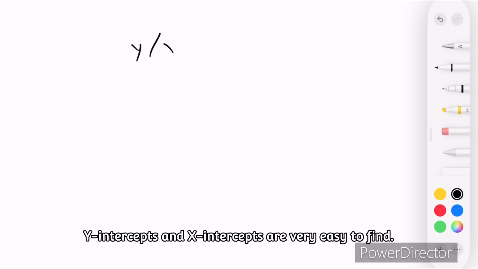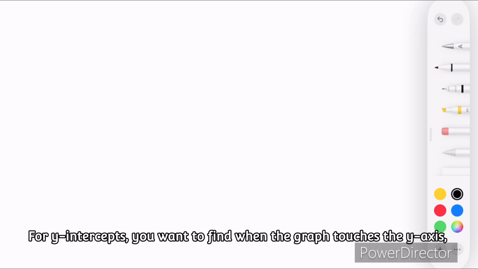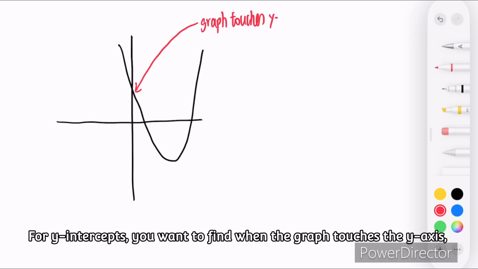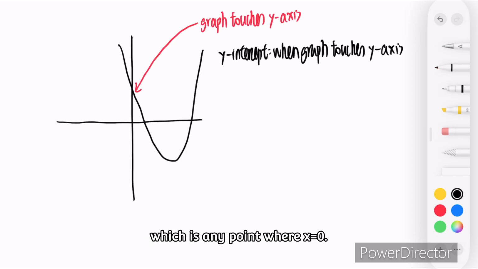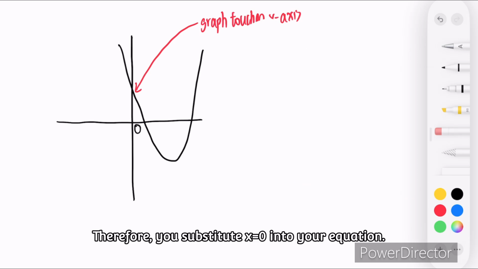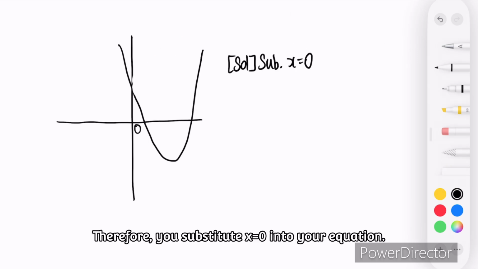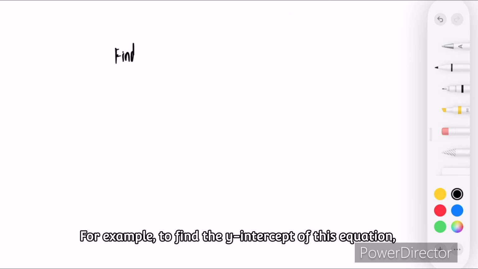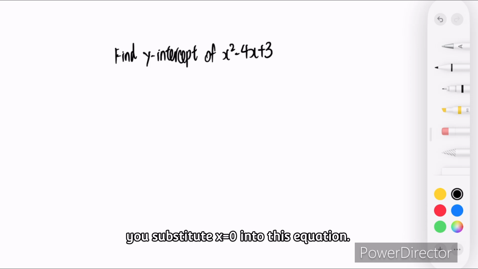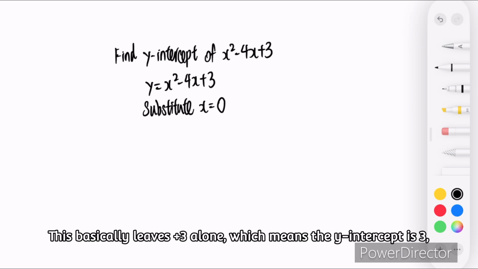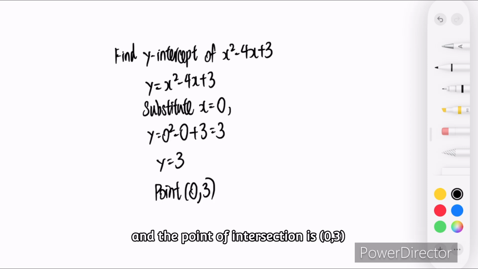Y-intercepts and x-intercepts are very easy to find. For y-intercepts, you want to find when the graph touches the y-axis, which is any point where x equals 0. Therefore, you substitute x equals 0 into your equation. For example, to find the y-intercept of this equation, you substitute x equals 0 into this equation. This basically leaves plus 3 alone, which means the y-intercept is 3 and the point of intersection is (0, 3).